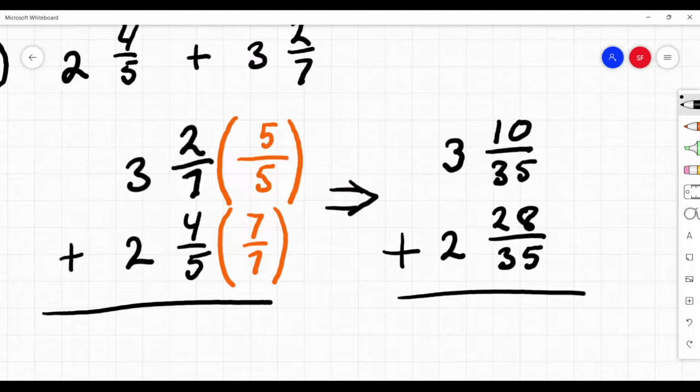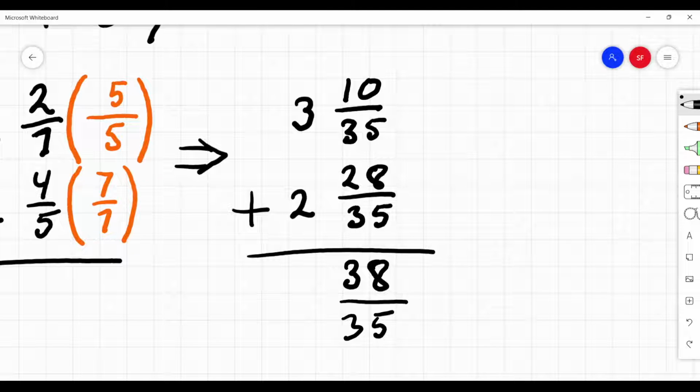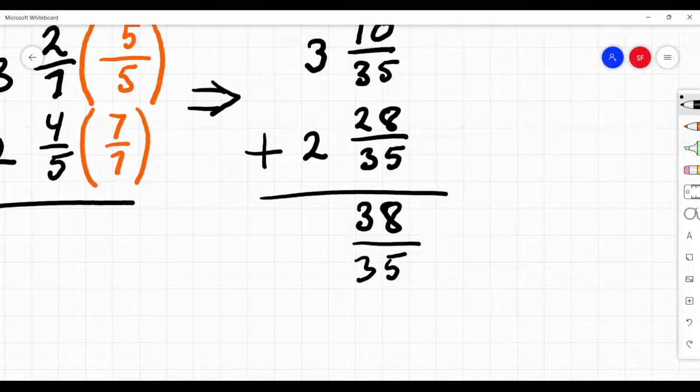Now we can add them together, right? But where do you get 10 over 35? 2 times 5, 7 times 5. That's how we multiply fractions, right? Straight across. Okay. So what's 10 plus 28? 38. 38 over 35. And then 3 plus 2?